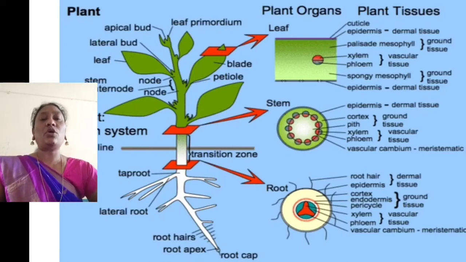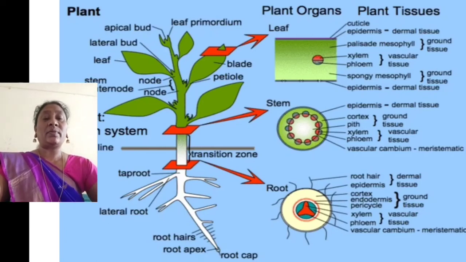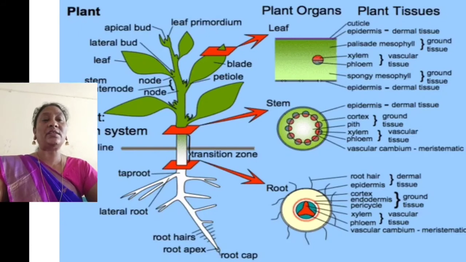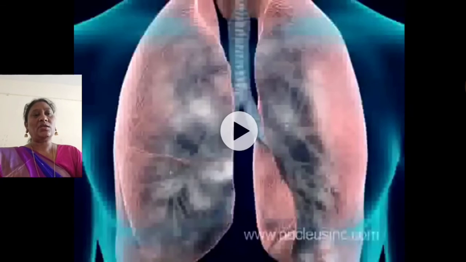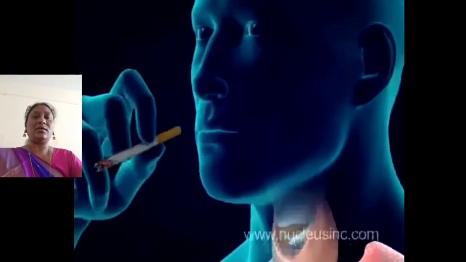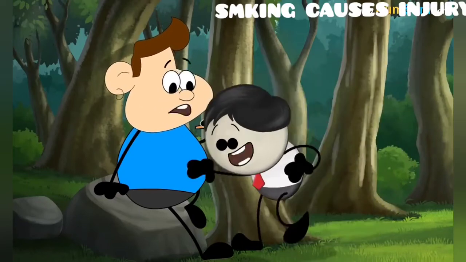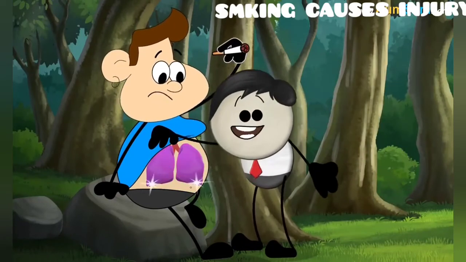We'll see a small video clip about cancer caused by smoking, and how smoke causes injury. You can observe in the video how the lungs are. What happens to our lungs when we smoke?